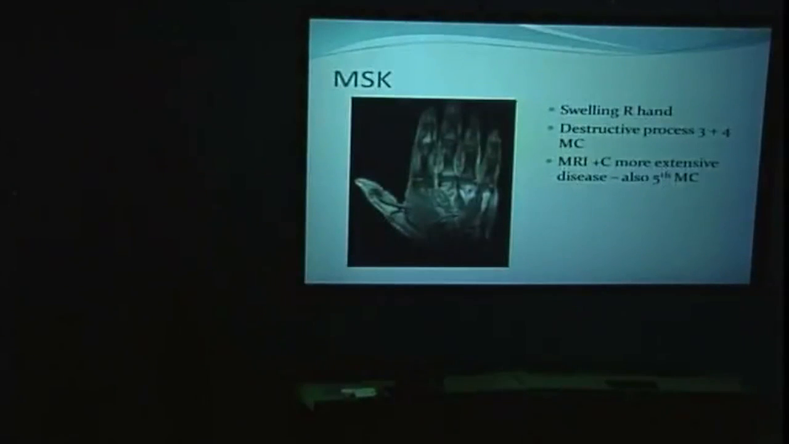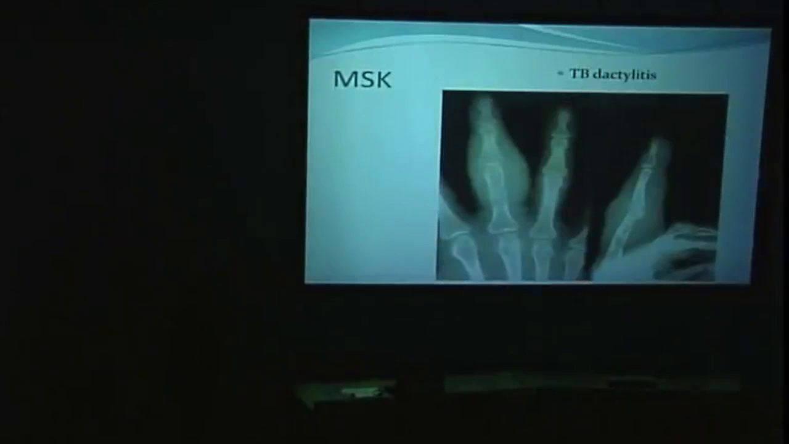Here's the MRI of that patient, and it shows much more extensive disease. You can see this involving the intrinsic muscles of the hand. This section slices through the dorsal aspects of these bones, which we see with abnormal signal here in the fourth, and also in the fifth, which we didn't appreciate on the plain film. So it's telling us the fifth metacarpal is also involved.